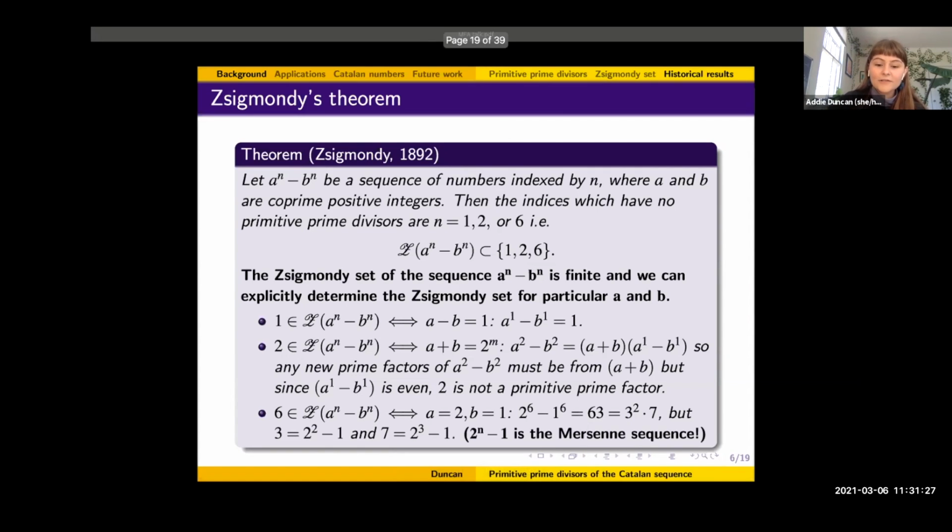And I should also note that this sequence right here, 2 to the n minus 1 to the n, or just 2 to the n minus 1, is known as the Mersenne sequence. And this is a really cool sequence, and I'm going to talk about it a few more times in this talk, so keep an eye out for that.